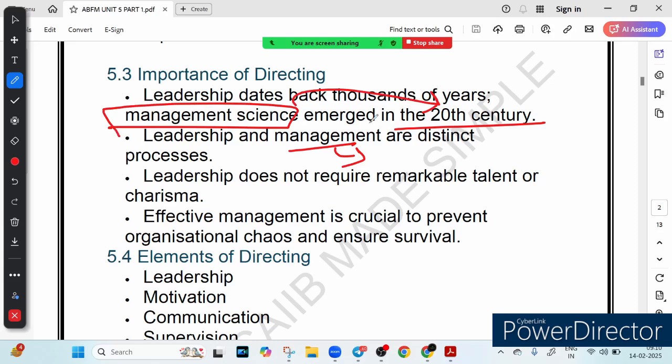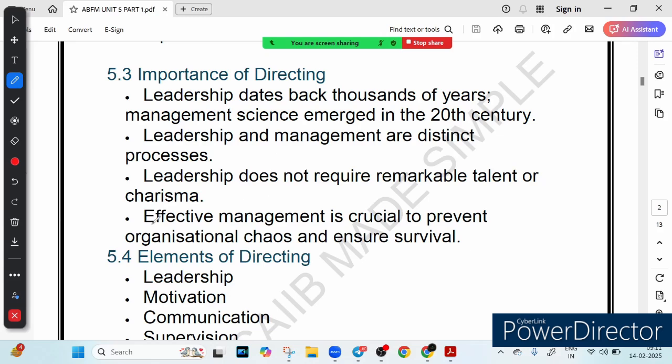So while leadership and management go hand in hand, they are not the same, right? How are they not the same? Because leadership has been around for thousands of years, but management as a science is a 20th century invention. A leader inspires while a manager plans and controls.